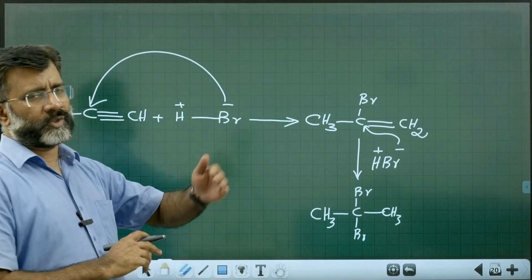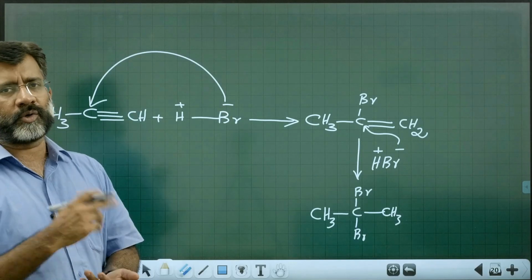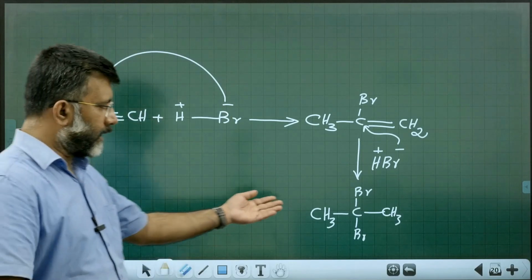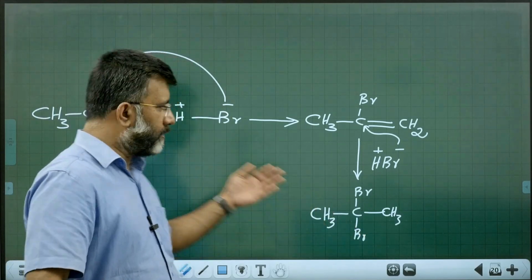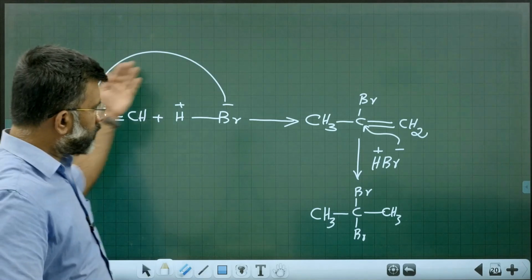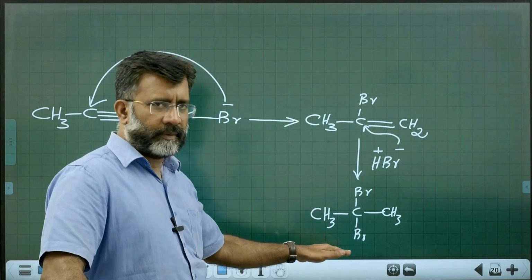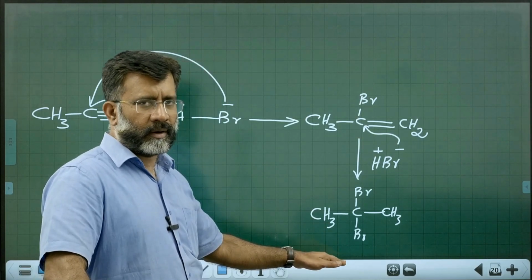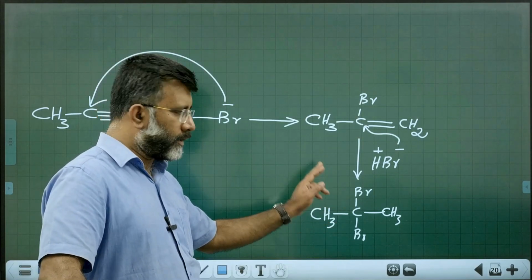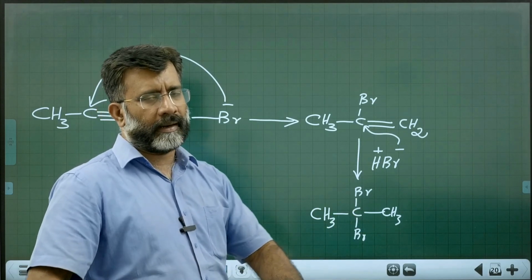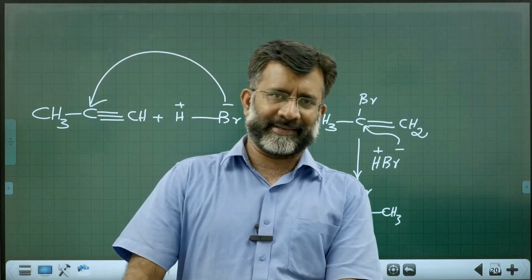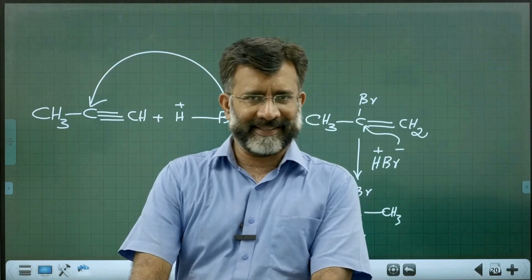2 times HBr added. According to Markovnikov rule, you are getting gem dibromide, for example, propyne. First one bromine added coming on the second carbon, and again bromine coming on the same second carbon. According to Markovnikov rule, you get 2,2-dibromopropane as the final product. Addition of HBr. Is it clear?